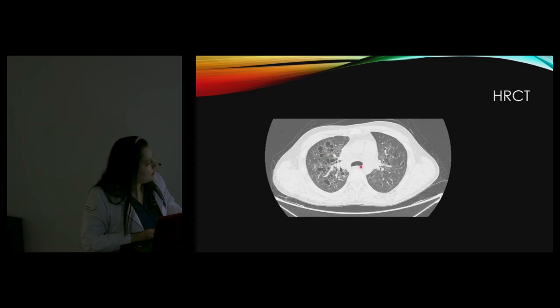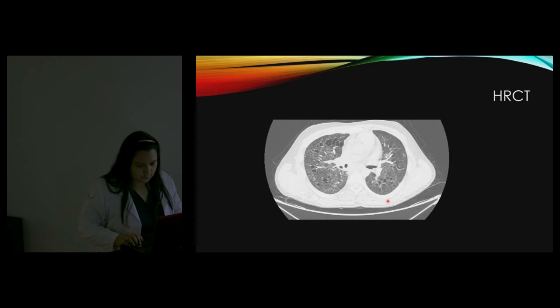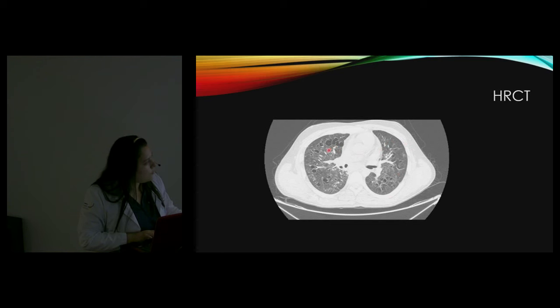In this other image, we can see that the involvement is more diffuse, predominantly perihilar, and it tends to spare the periphery of the lung. In this image, we can see more diffuse ground glass opacity, also in both lungs.